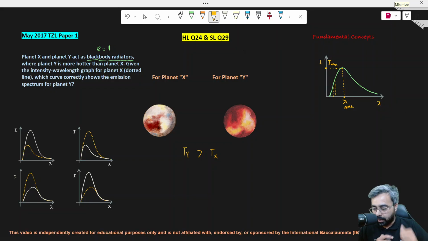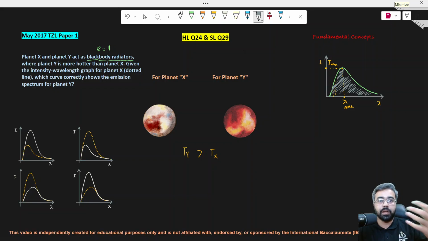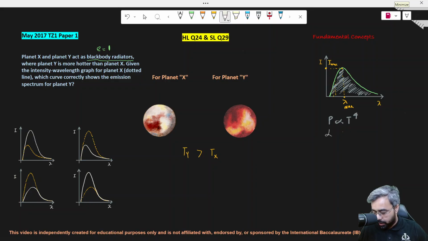And just the last thing, the area under the graph tells us something interesting: how much energy overall is radiated from the planet. So if one planet has a higher temperature, obviously its area must be larger because it will radiate more energy. We know that power is proportional to the temperature raised to the power 4 according to the Stefan-Boltzmann law, or you can also say luminosity is proportional to T raised to the power 4.